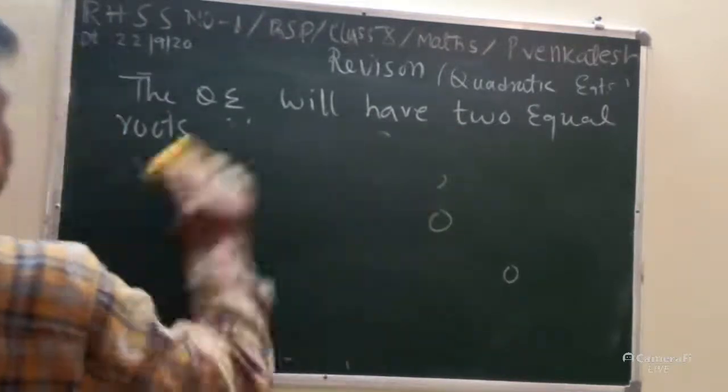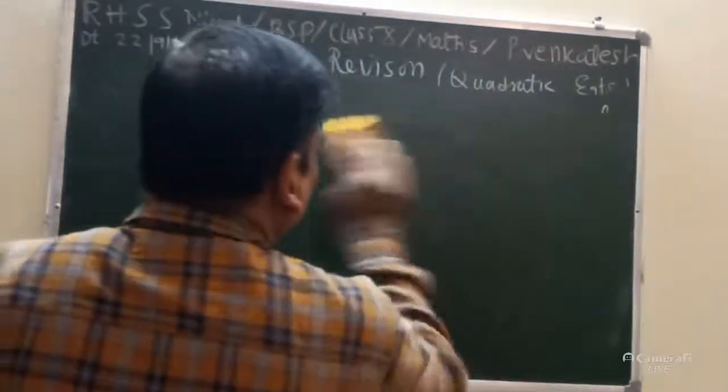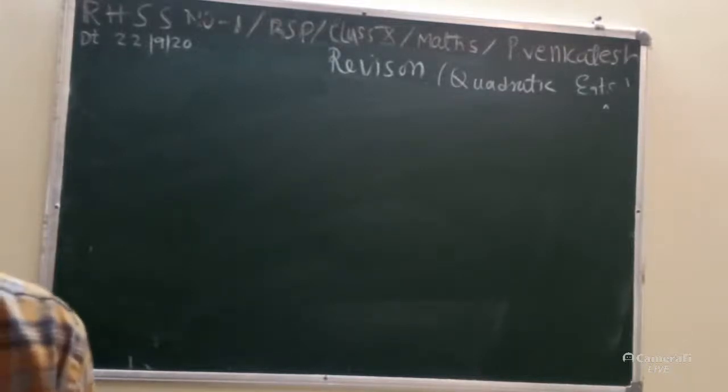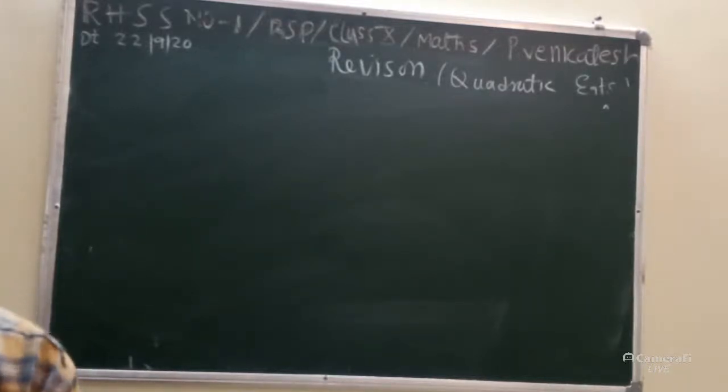Now, two important problem sums we'll do. Time is running out, only 5 minutes left. See here: a train travels 360 km at a uniform speed. If the speed had been 5 km per hour more, it would have taken 1 hour less for the same journey. Find the speed of the train.